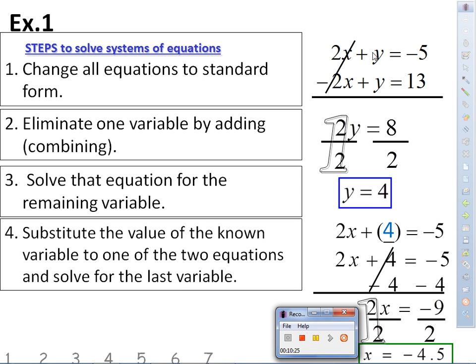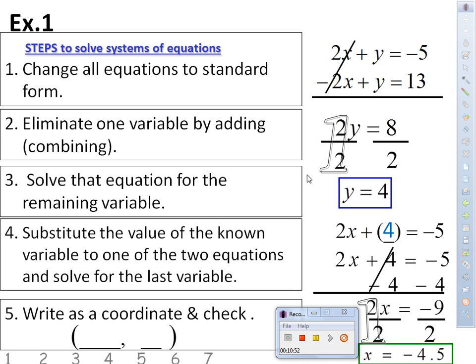I got the first one. I substituted that and solved for the remaining variable. There it is. Step 5, write as a coordinate and check. So my coordinate is what? Negative 4.5 and 4. And do we know how to check?